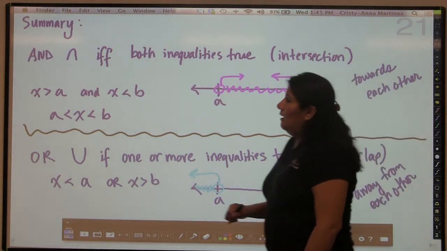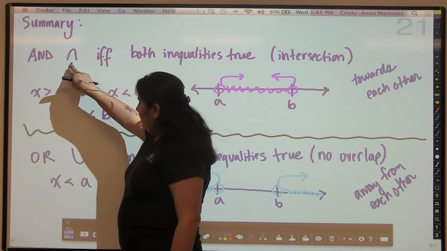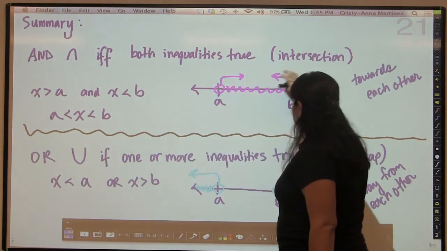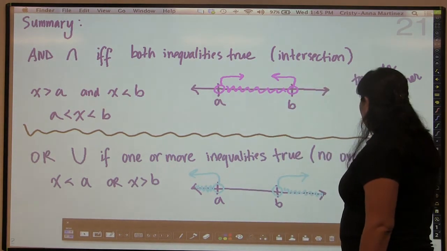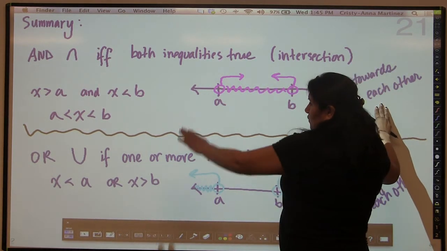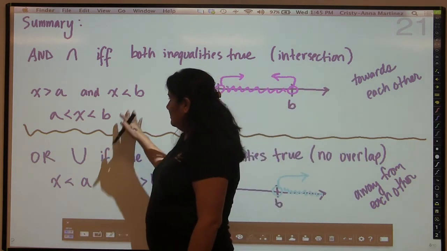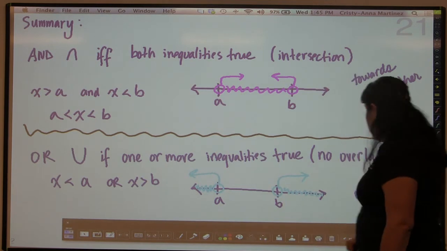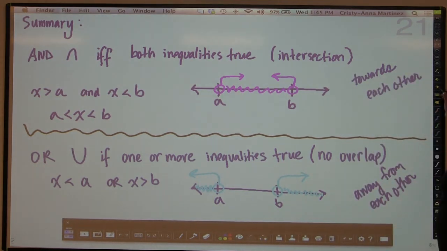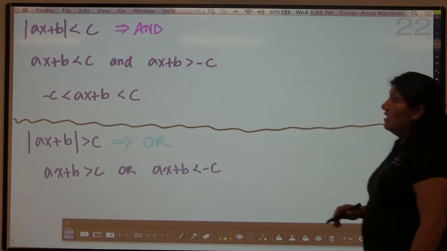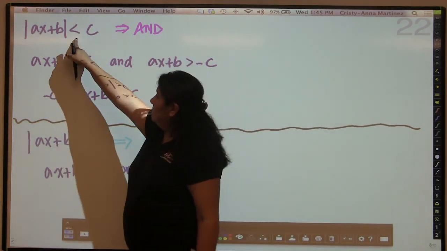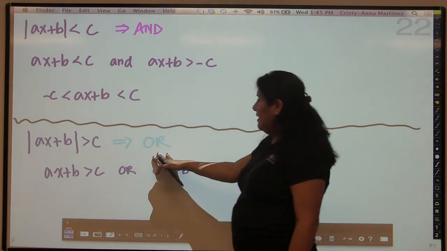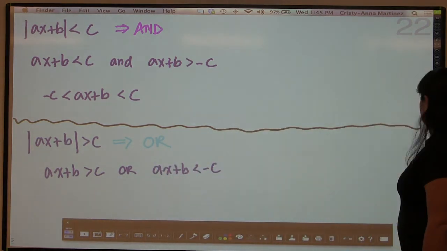Pardon the bell. And this is the symbol we use for and, the symbol we use for or. And is only true if both inequalities are true. It's usually an intersection. The graphs go towards each other, kind of give you the breakdown. If you have an and, kind of looks like this. The or, same thing, inequalities going away from each other. So this is something you can write down in your notes. And then also we have the same breakdown for absolute value, that if you have a less than symbol, it's going to be an and, if you have a greater than symbol, it's going to be an or. So just some stuff for you to write down.